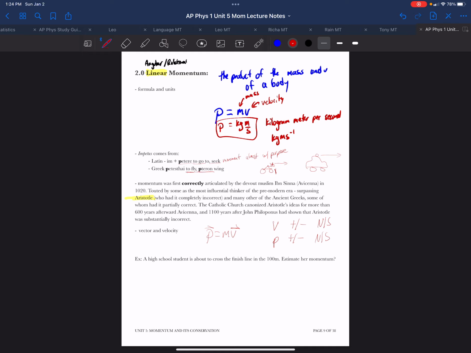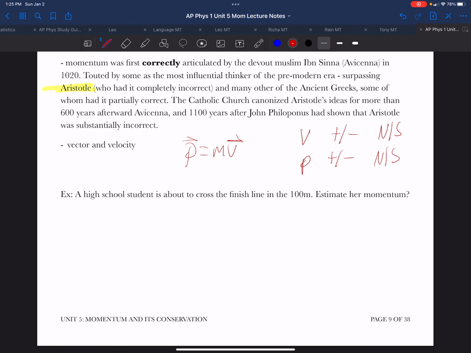Pretty simple formula, and unfortunately it's one of them that they give us in the AP formula sheet, except it's so simple we don't really need it. So, a simple calculation. Let's just do an application. A high school student is about to cross the finish line. Estimate her momentum. Well, we'll start with the formula.